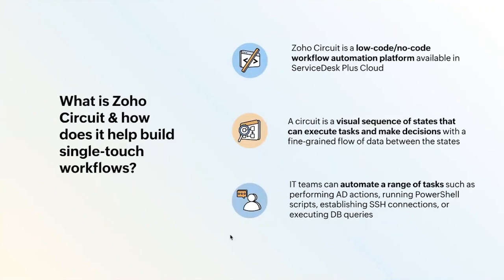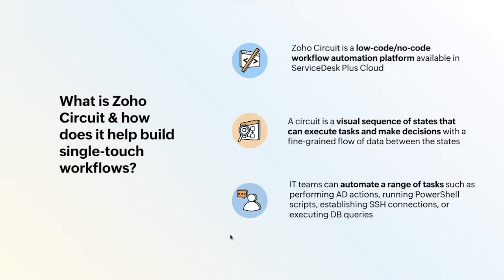So how do we achieve this? We talked about how the automation could help you out, and the scenarios where you can use this automation. But how are we going to achieve that? We're going to use our platform Zoho Circuit, which is a low code or no code workflow automation platform which directly integrates with ServiceDesk Plus Cloud. With Zoho Circuit, you can build a lot of circuits.